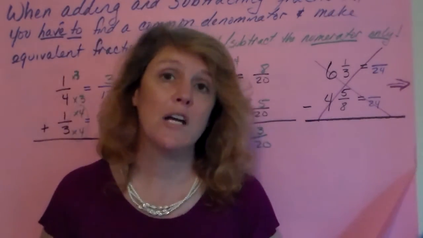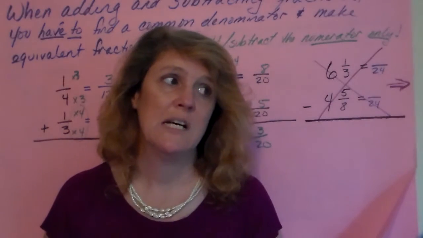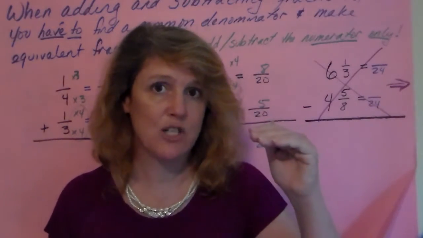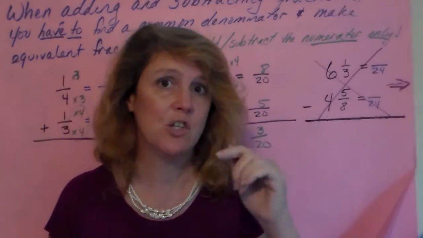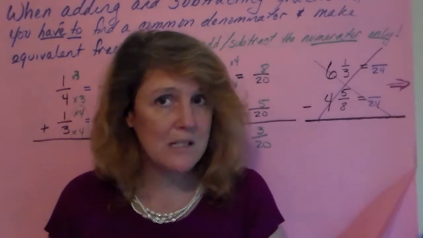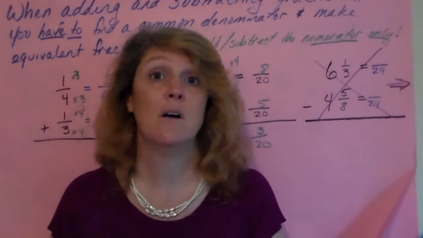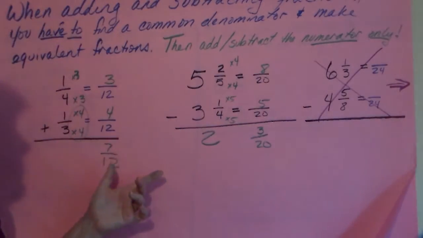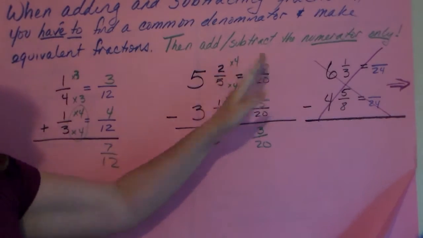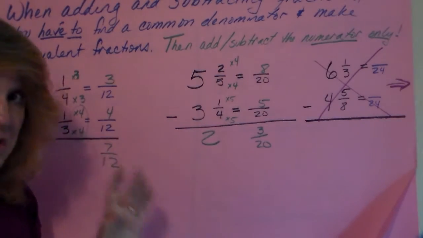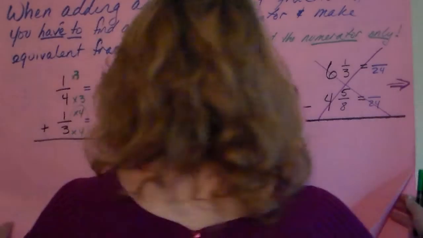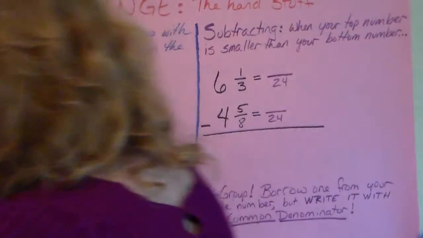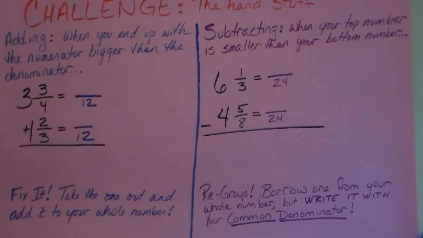Now, when you're talking about adding and subtracting fractions, it gets hard. And the highest level of adding and subtracting fractions is something you have to master this year, because nobody's going to teach it to you anymore. They're going to expect you to know this. Now, this is the easy stuff. This is find a common denominator, make an equivalent fraction, add or subtract. Done. What happens when it takes one more step? And it's that one more step that can get a little confusing.